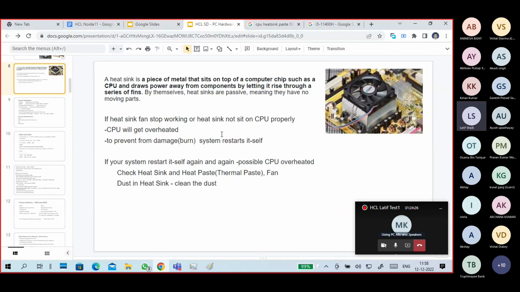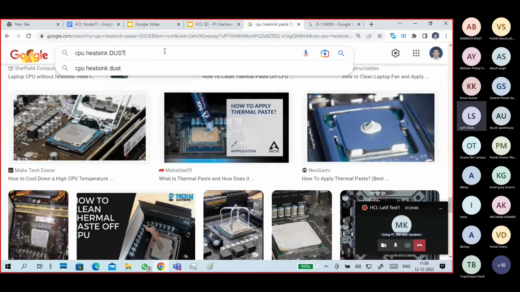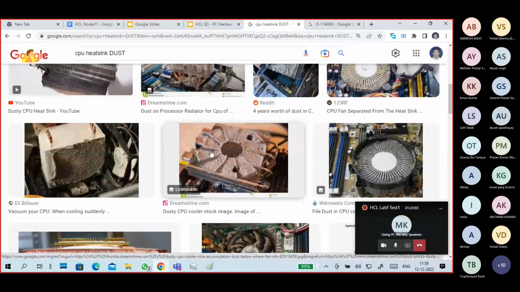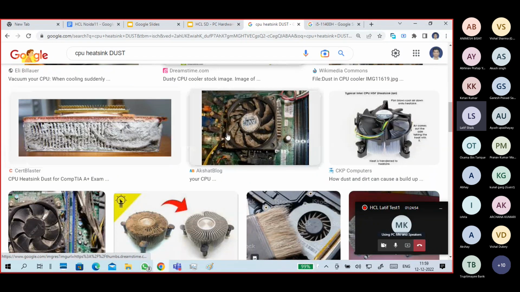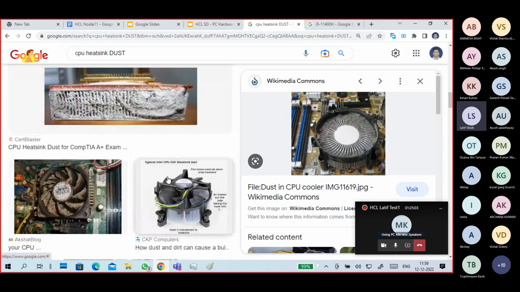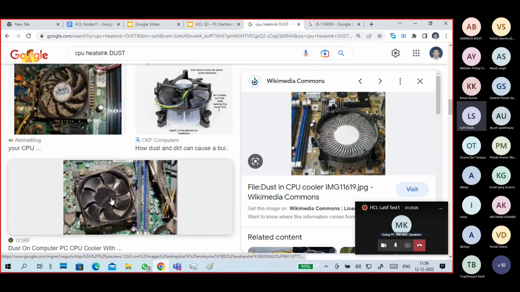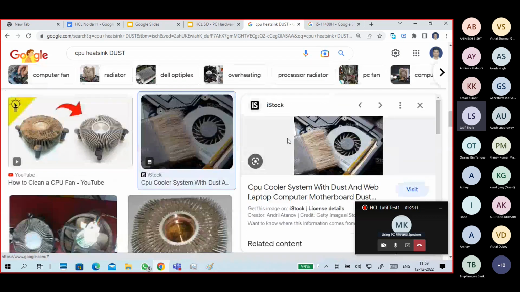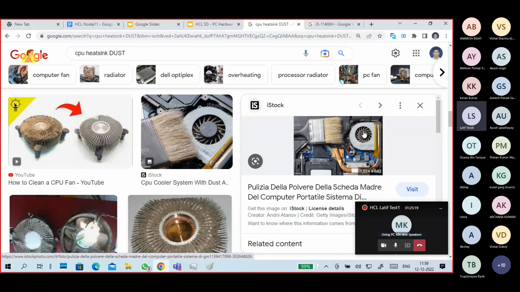Okay, heatsink paste is not there or cleaned, or maybe heatsink is not sitting properly. The heatsink fan is not running, or dust in the heatsink. See, there is a lot of dust on it. Yesterday only I opened my computer, there was a lot of dust inside. Okay, heat sink fans, the dust formation. So because of this dust, heat cannot escape from your processor. So processor will get overheated. Because of this overheating, processor may damage.